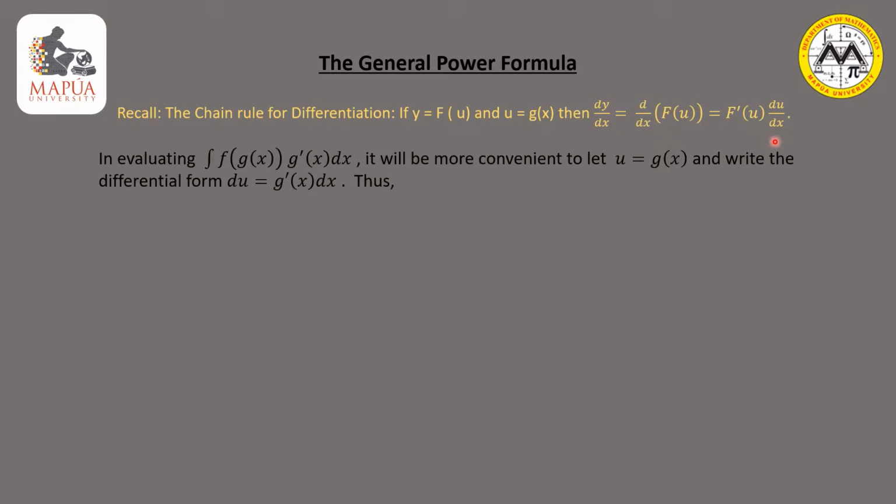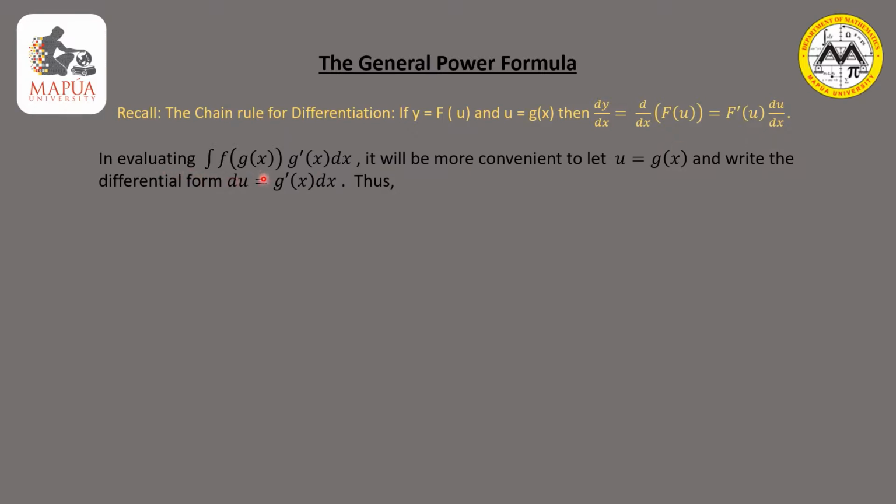Let us have now the general power formula. But first, let us recall the chain rule for differentiation. Here it says if y is a function of u and u is a function of x, then the derivative of y with respect to x is given by the derivative of f of u with respect to x, and this will be equal to the derivative of f with respect to u times the derivative of u with respect to x. This is now the basis of what we will have for the general power formula.